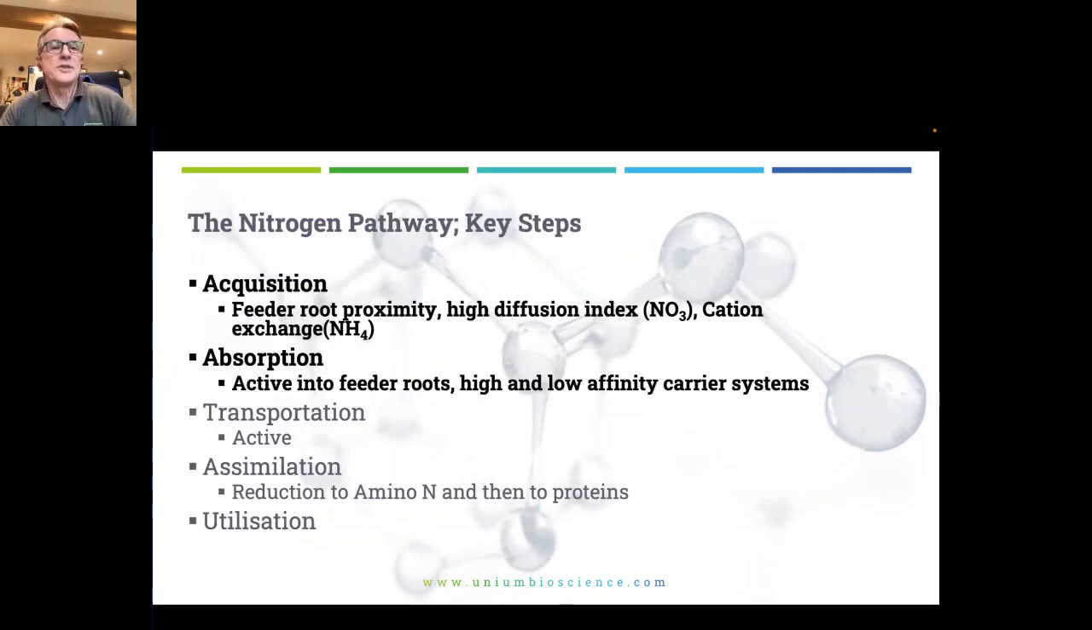So a couple of things to look at in terms of the 4 areas we'll go through here: acquisition and absorption. Really the key thing there is looking at rooting and what's going to drive your rooting to acquire the nutrients, and then looking at the activity of the roots through exudation and these high and low affinity carrier systems that take that nitrogen into the plant.